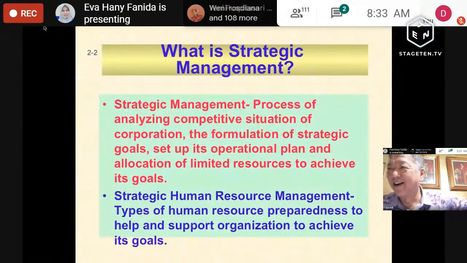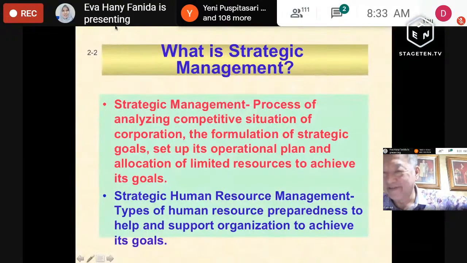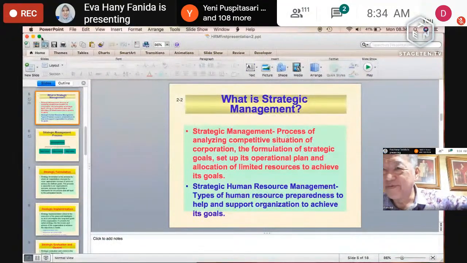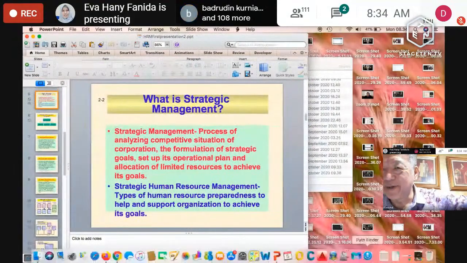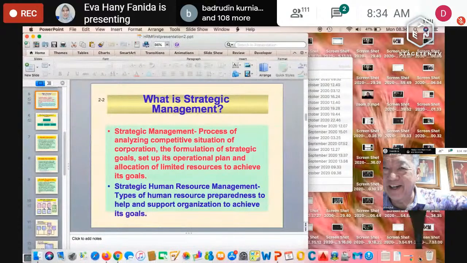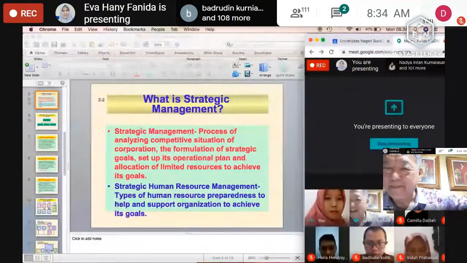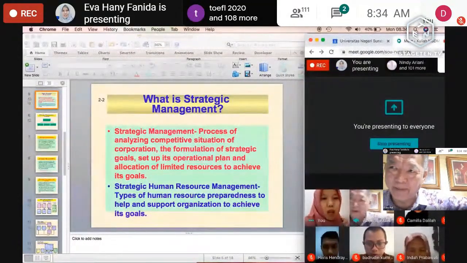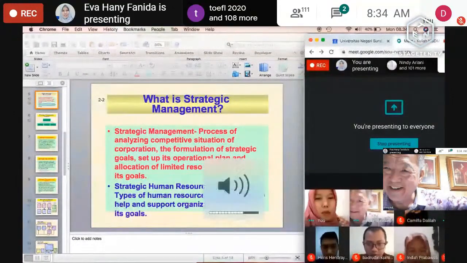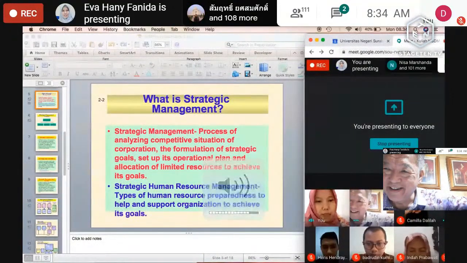Yeah. Maybe before that, I have to introduce myself. My name is Taufik, Prof. Okay, thank you, Taufik. So you asked me whether there are any differences between strategy management of private sector and public sector. That's right. Yes, Prof. Strategic management in private and public sector management.